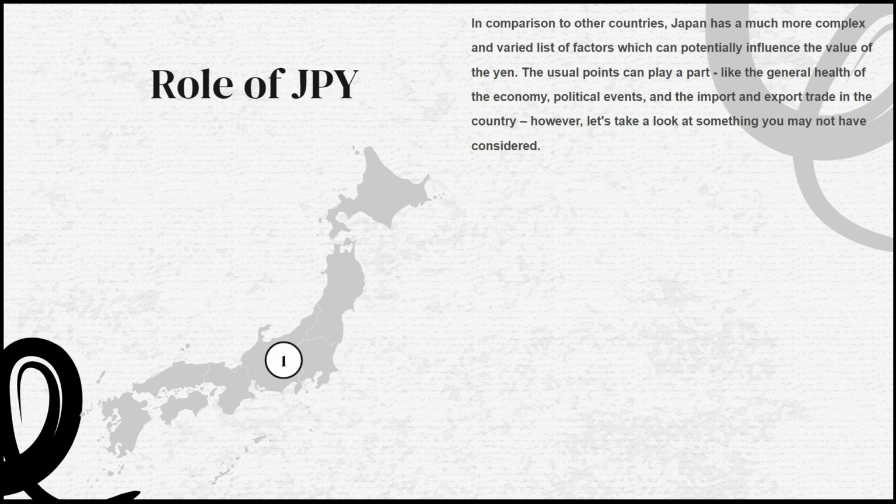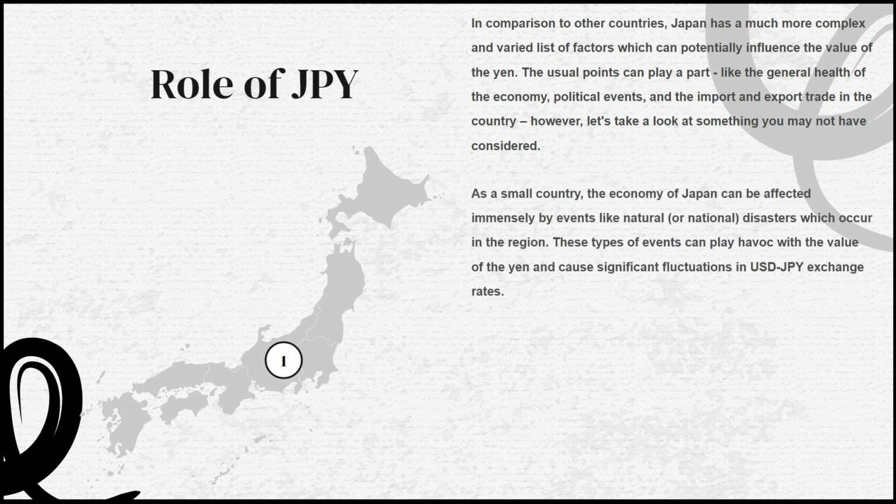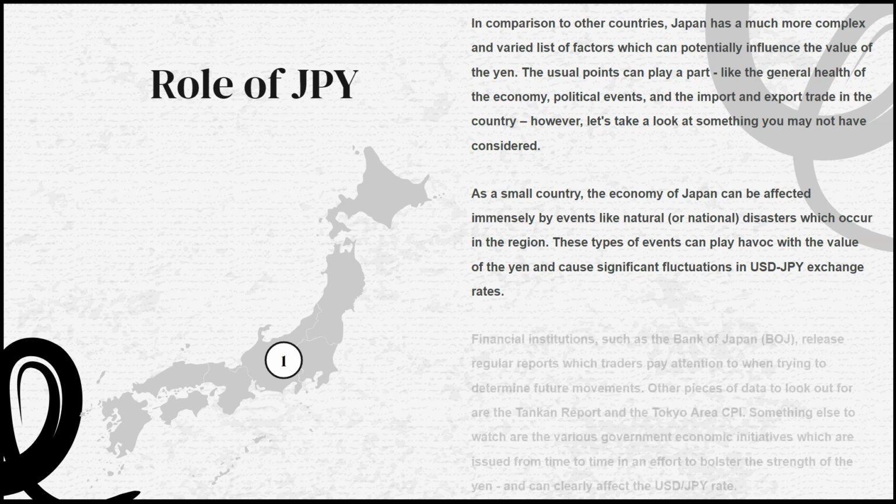However, let's take a look at something you may not have considered. As a small country, the economy of Japan can be affected immensely by events like natural or national disasters which occur in the region. These types of events can play havoc with the value of the yen and cause significant fluctuations in the USD JPY exchange rates. And we have to remember that Japan is an island.